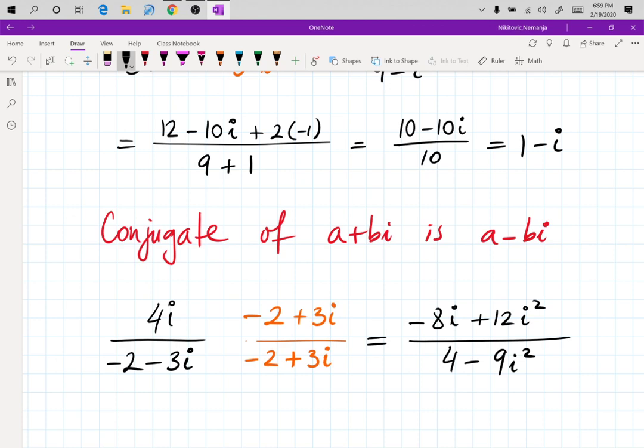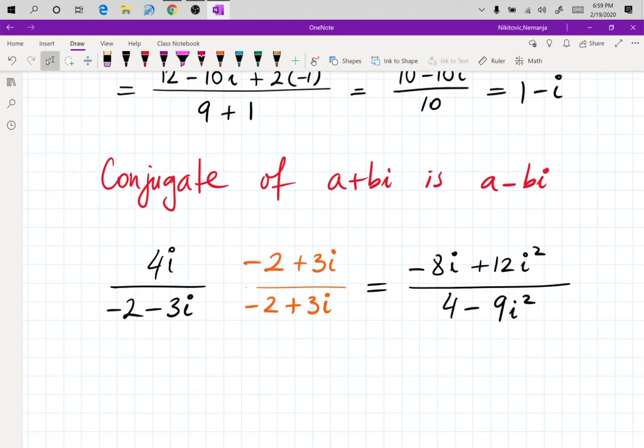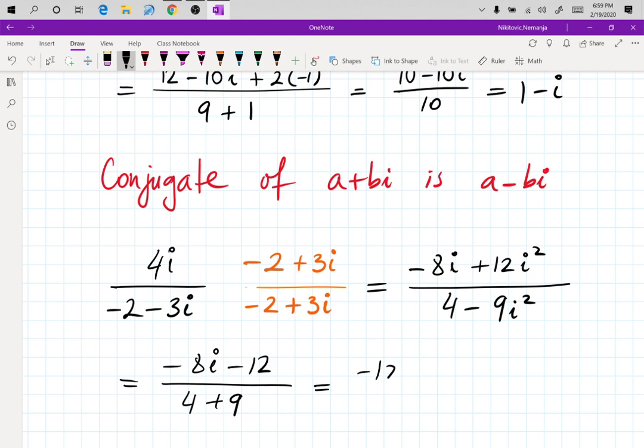Now, if you FOILed everything, eventually you had to come up with this because the middle terms canceled, right? So you had 6i and negative 6i cancel. Cool. So the numerator has negative 8i minus 12. The denominator has 4 plus 9, which is going to be 13. I squared is negative 1. Negative 9 times negative 1 is positive 9. 9 plus 4 is now going to be 13. So we list negative 12 minus 8i divided by 13.